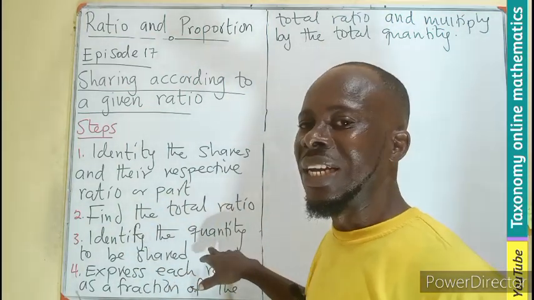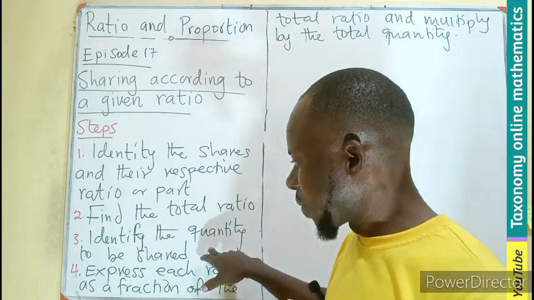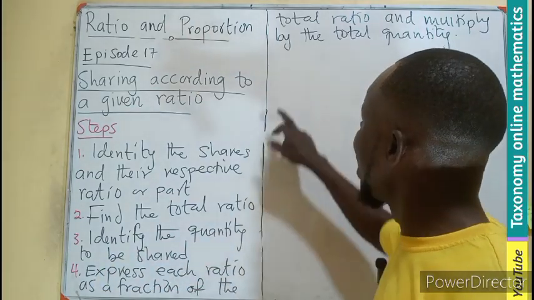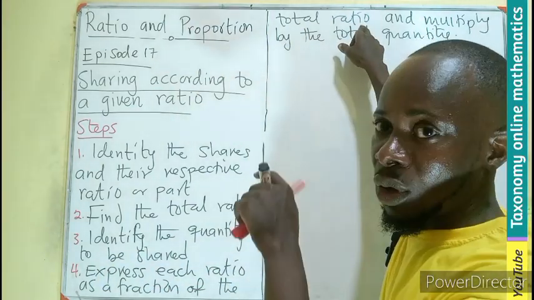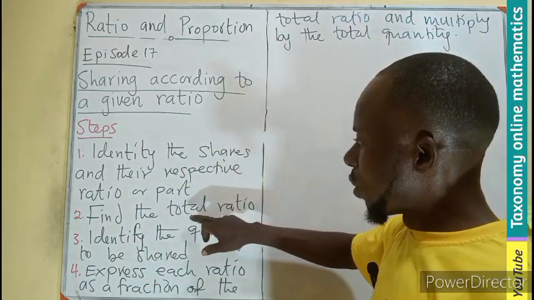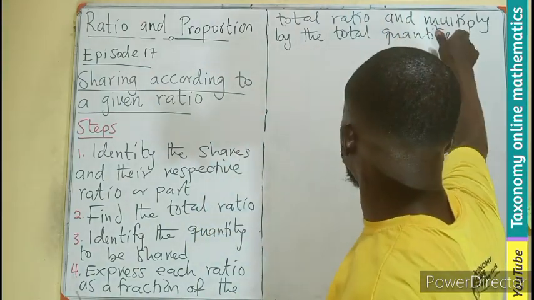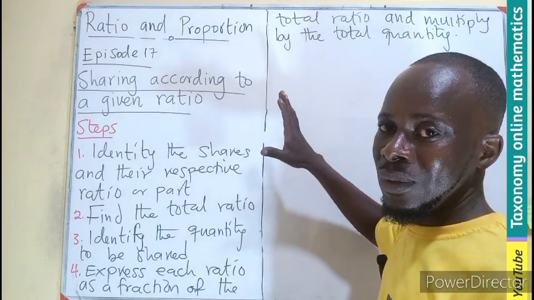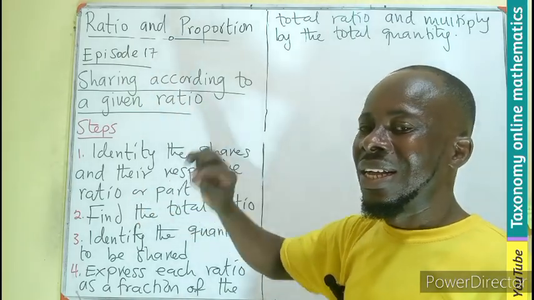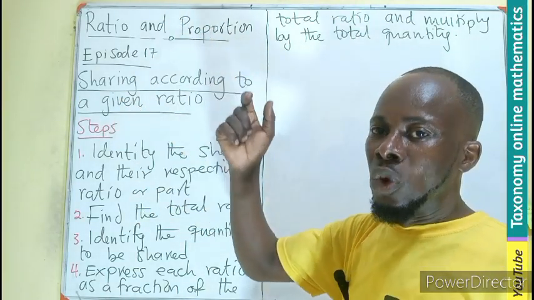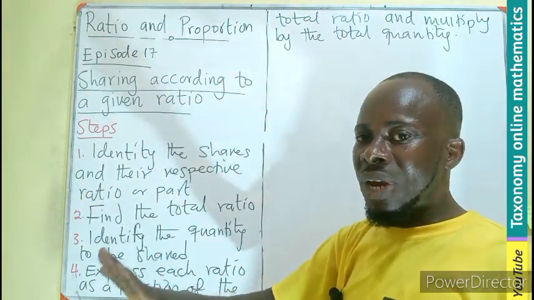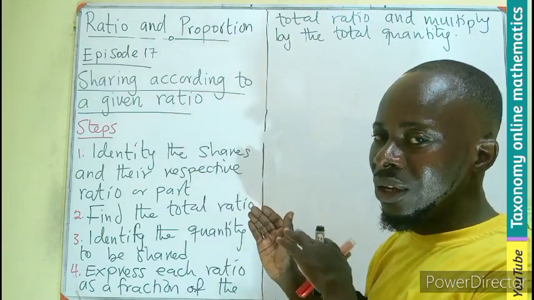Identify the quantity to be shared. In this case, 6,000. Express each ratio as a fraction of the total ratio. In terms of Amma, it's going to be 2, that's the first ratio, over the total ratio, which is 3, and multiply by the total quantity. So for you to get individual shares, it is the ratio over total ratio times the quantity to be shared. That will give you the individual values. In the case of the 6,000, we just realized.